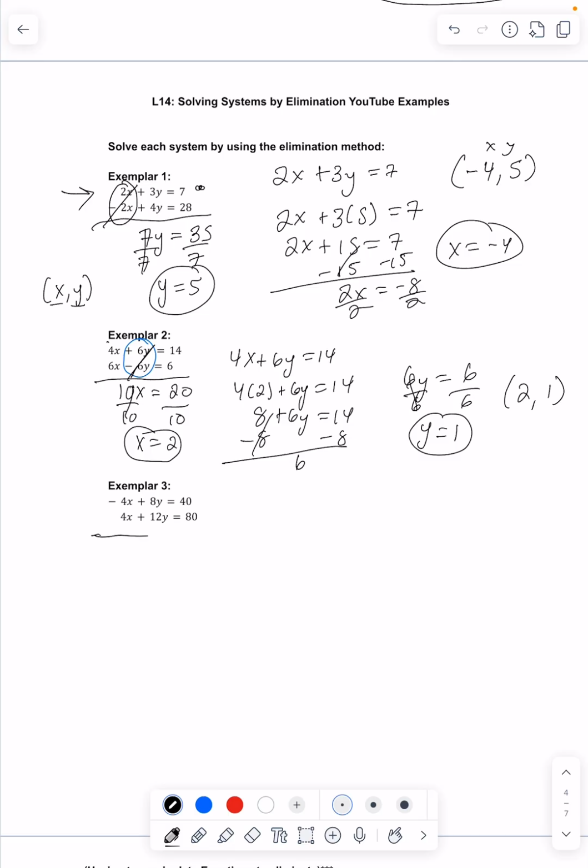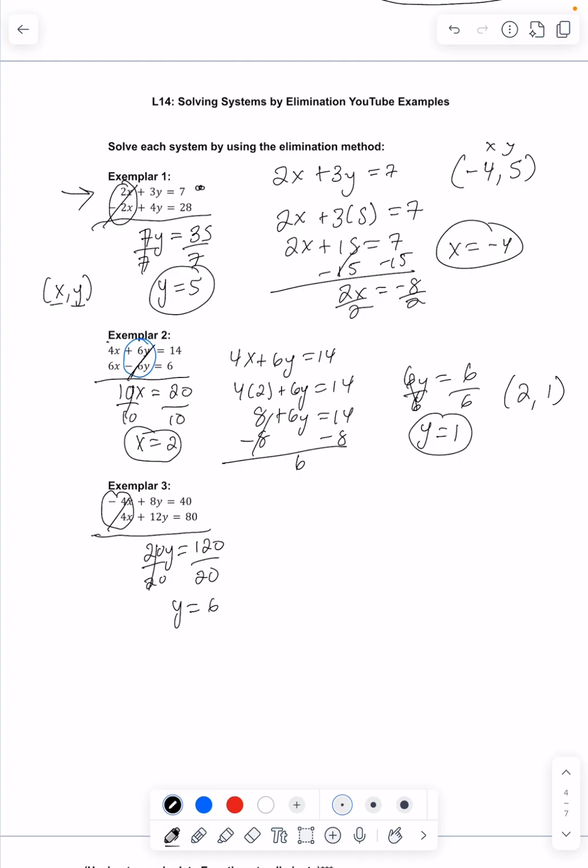So in this case, these two, you should identify these were opposites, so we cancel those, right? Cancel these two right here. But now we have 8y and 12y. We got 20y is equal to 40 plus 80. That gives us 120. We divide by 20 to both sides. We get that y is equal to 6 in this case.